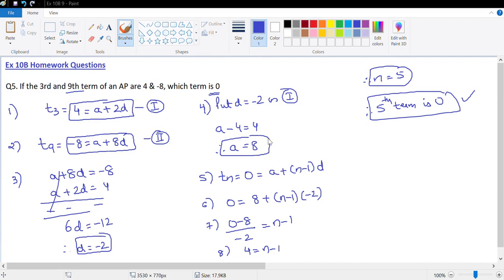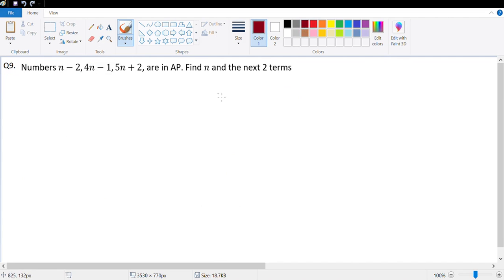The next question that we have is question number 9. It says if numbers n minus 2, 4n minus 1 and 5n plus 2 are in AP. So if they are in AP, that means the difference of two successive terms will be equal to the common difference, which is D. Find the value of n and the next two terms.